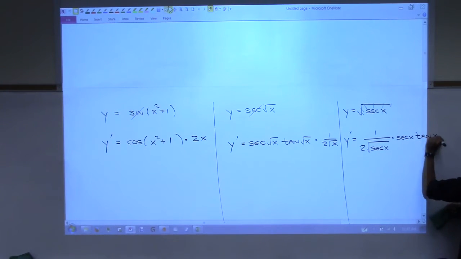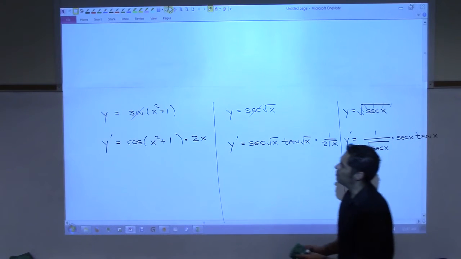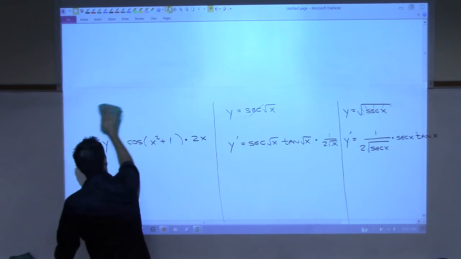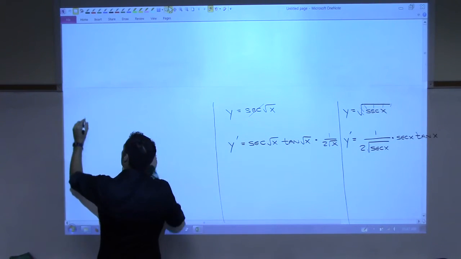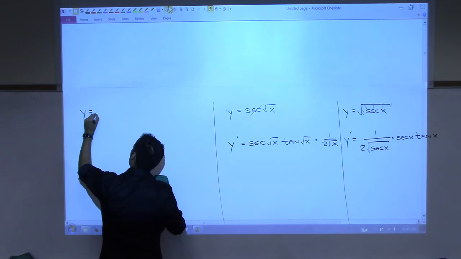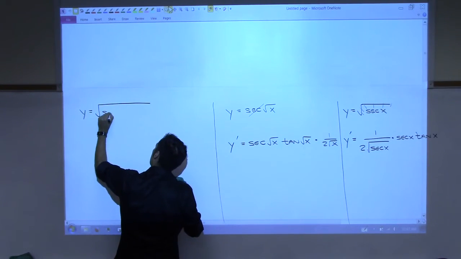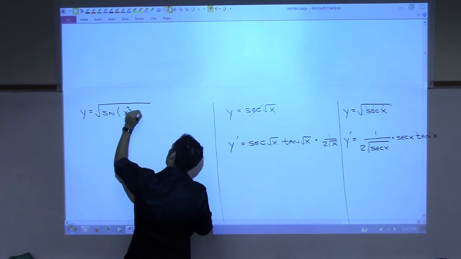And if you look back in your notes, that's what we had. Right? That's what we had. So you want to do the 3 one now? Okay, what was the 3 one? It was root sine of x squared plus 1.